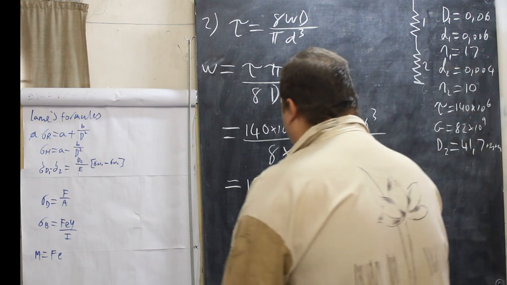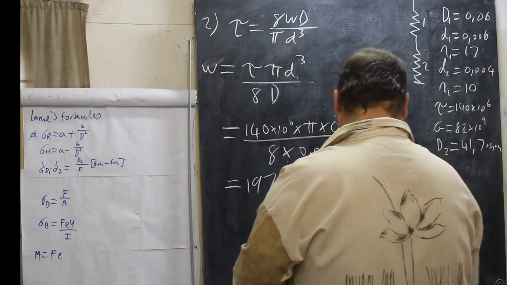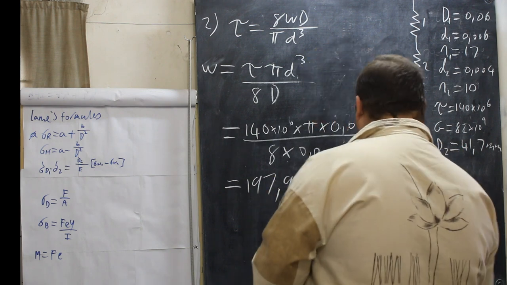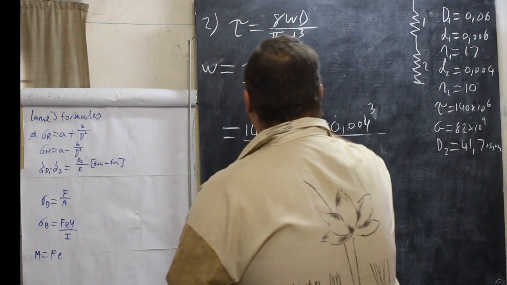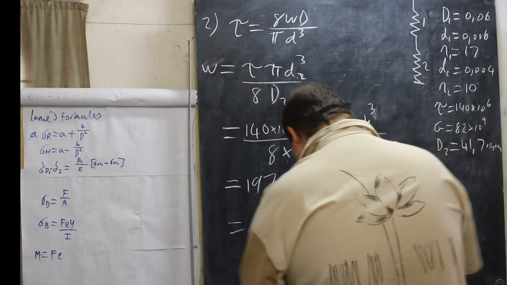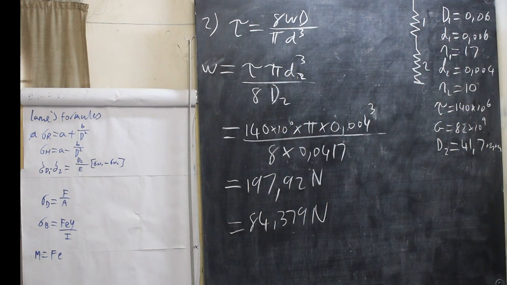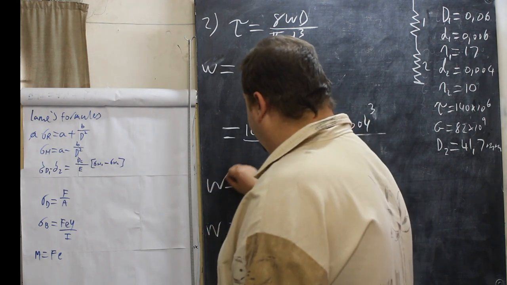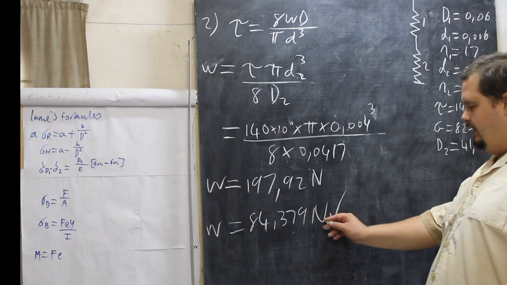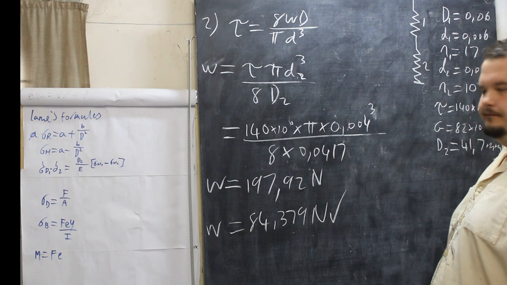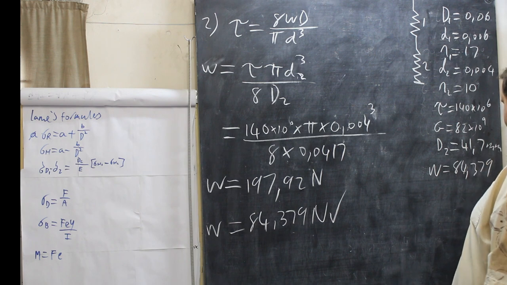Now all we have to do for number 2 is just replace D and D. So this is 0.04, this is 417, and that is to the power of 4. This is 2 and that's 2. And this comes out to 84.379 newtons. So the weight that this can be subjected to is this one over here, the lowest number. The lowest one is within the limits of what both can handle. So, weight is equal to 84.379 newtons.